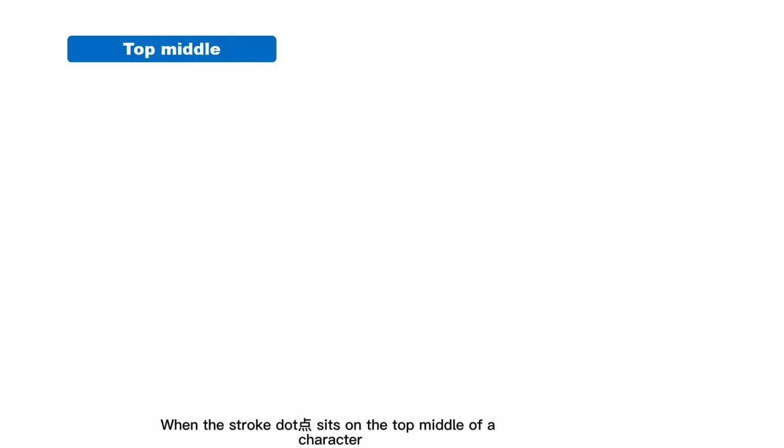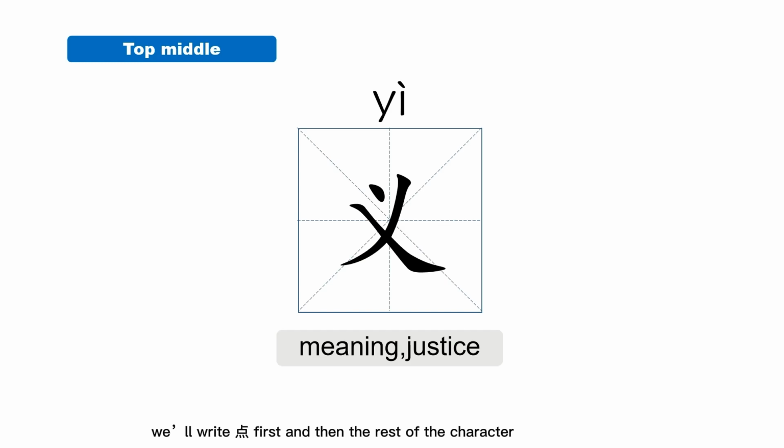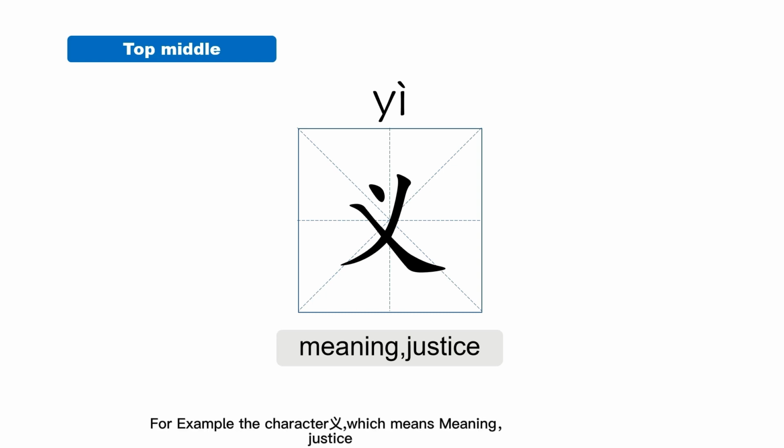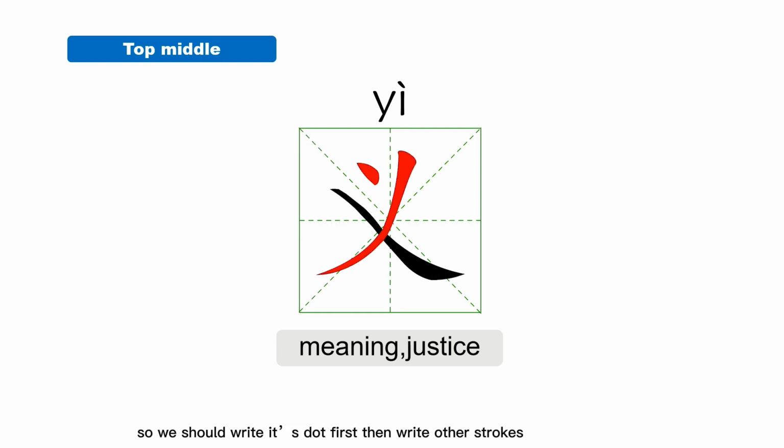When the stroke dot sits on the top middle of a character, we will write the dot first and then the rest of the character. For example, the character 义, which means meaning or justice. The dot of it is on the middle, so we should write its dot first, then write other strokes.